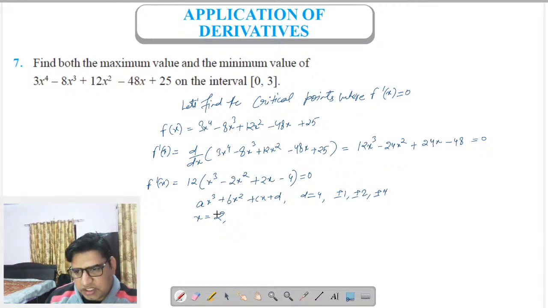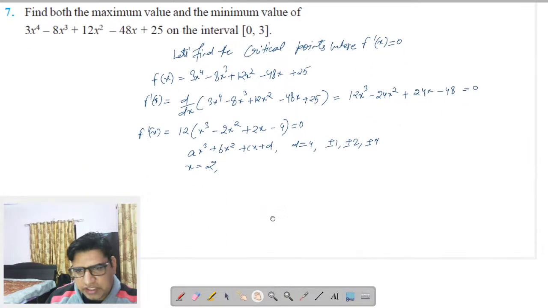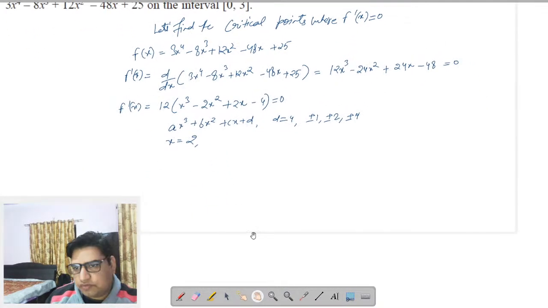So x is equal to 2, so let's try to put x is equal to 2 into this. We need to find all the factors of x cube minus 2x square plus 2x minus 4. In case we put x is equal to 2 into it, we need to find the critical point. So x is equal to 2 is one of the critical points where f dash x will be 0.